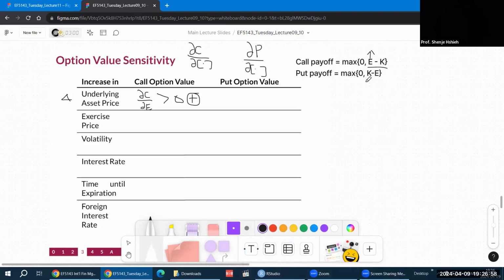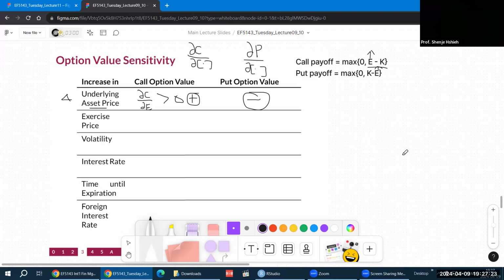So for the put option, again, look at the payoff function. I'm looking at an increase in asset price, so E is increasing all else equal. The gap between K and E is shrinking, so the put payoff is therefore shrinking. And so if I were to discount it back to time 0, that means the price is also shrinking. So I should have a negative sign here. Concur?